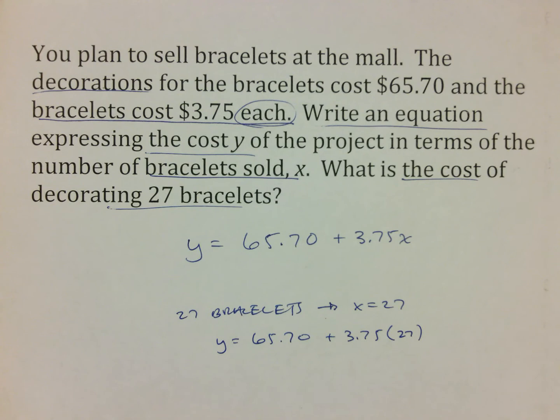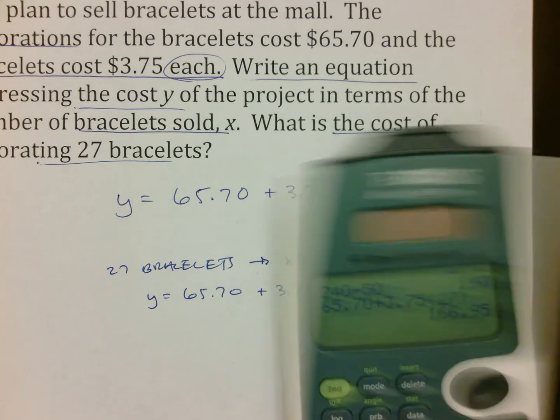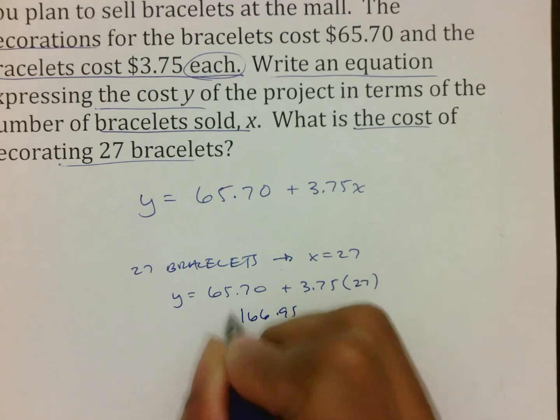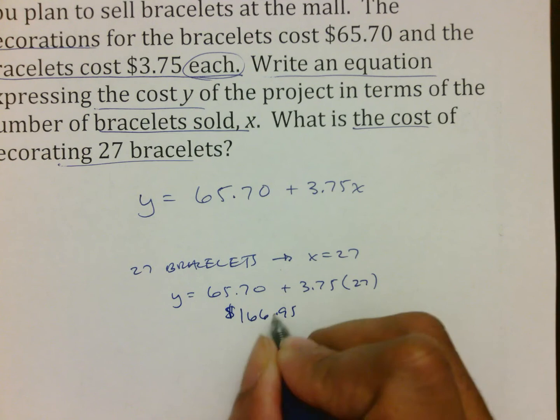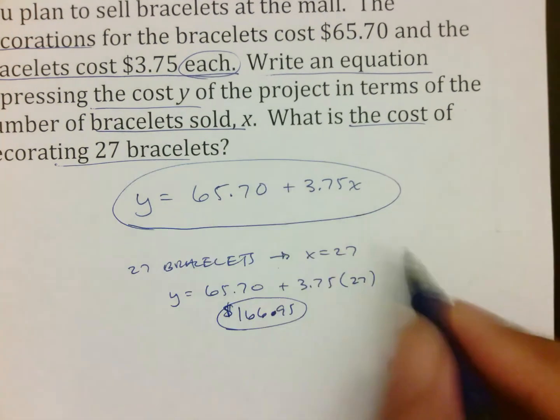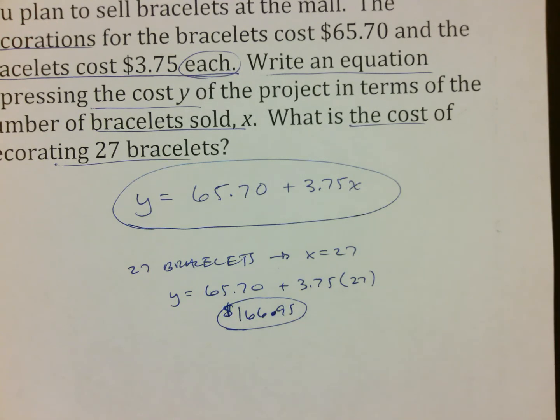Good news is we've been working on using our calculator, so this shouldn't be out of our range. We're just going to go ahead and take this and type it in the way we see it. $65.70 plus 3.75 times 27 means it's going to cost $166.95. So your equation is here. That is the rule based off of the word problem, and this is the total for 27 bracelets.